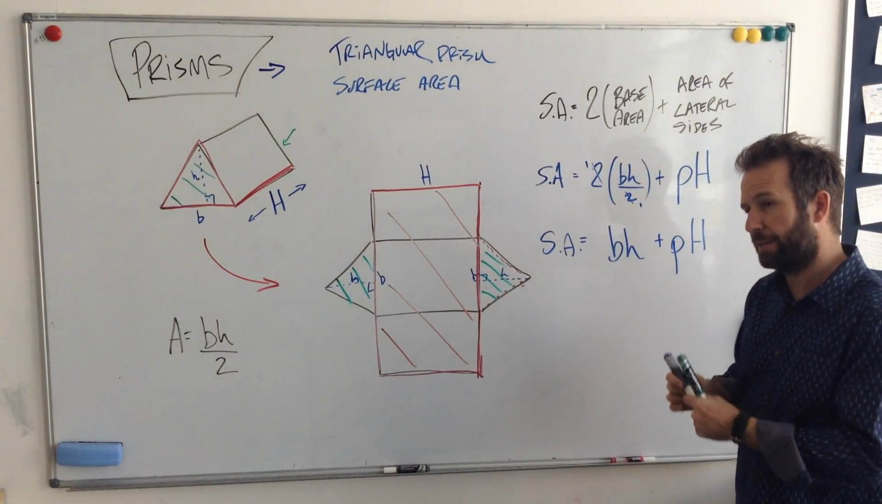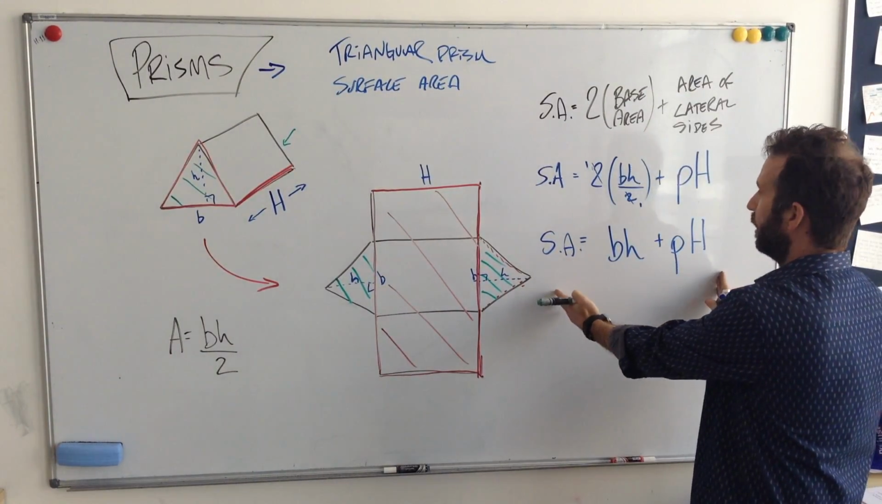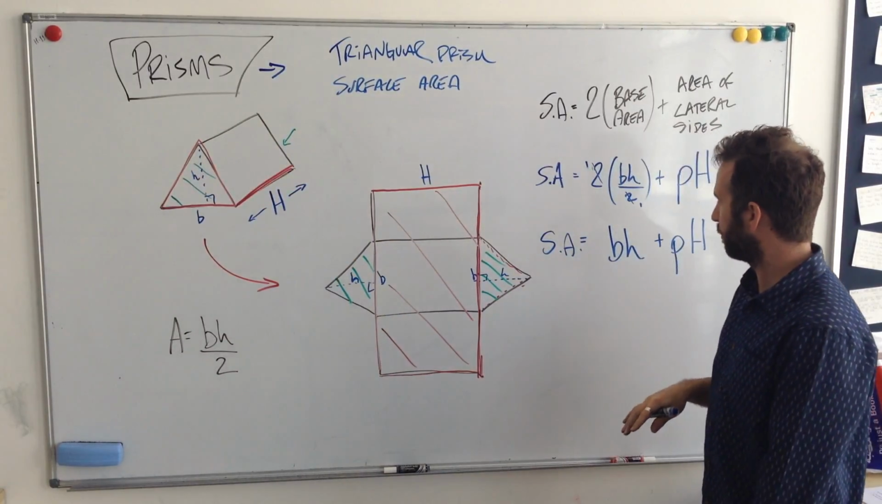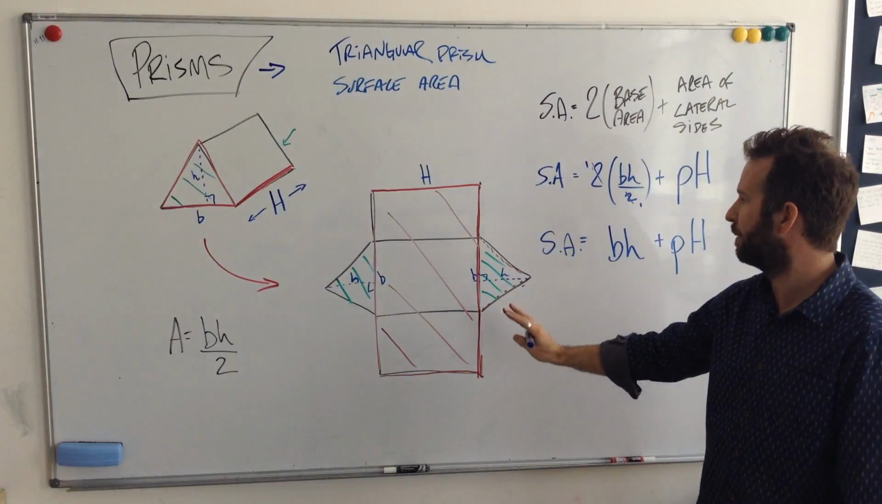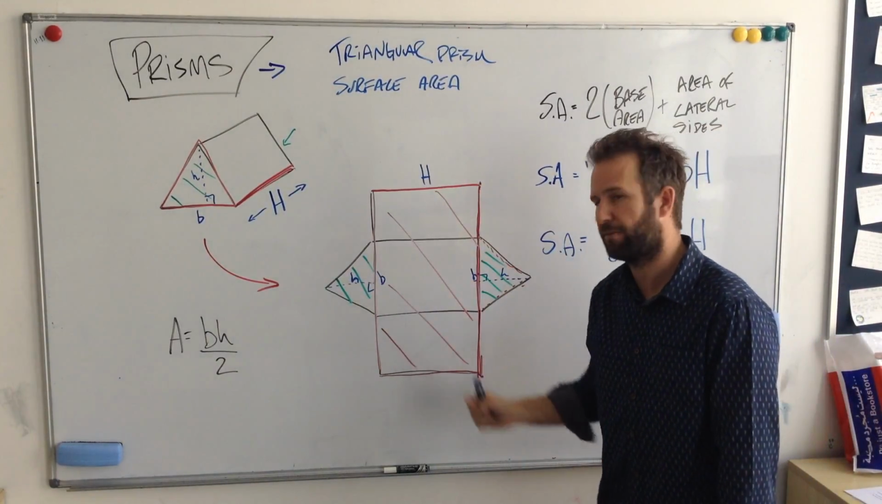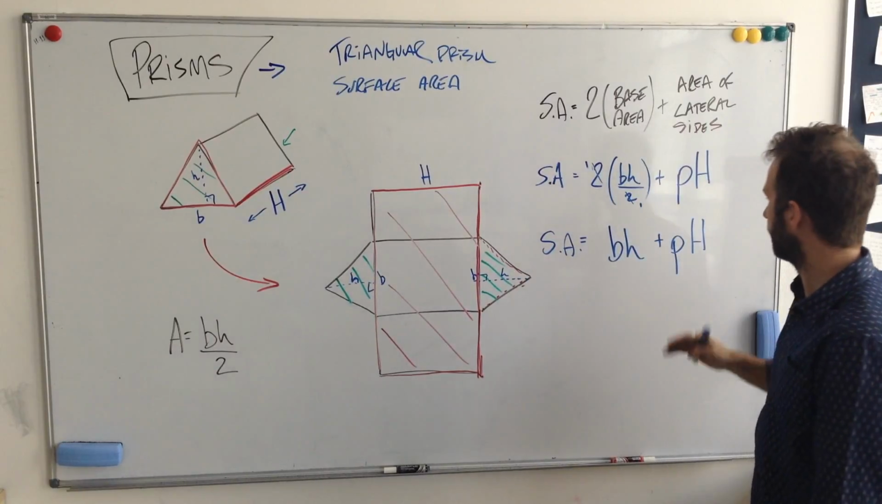There we are. So now we have a formula for finding the surface area of a triangular prism. And that's based from the areas of our 2 bases and the areas of our lateral sides in combination. There it is.